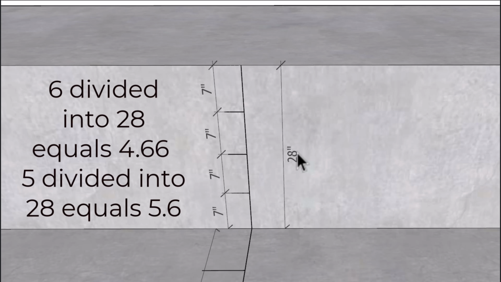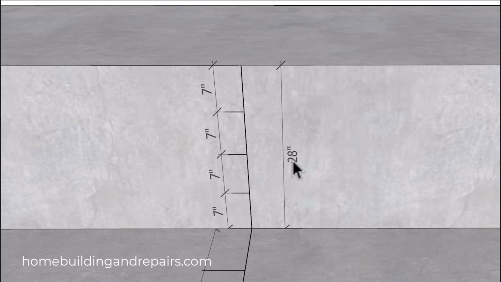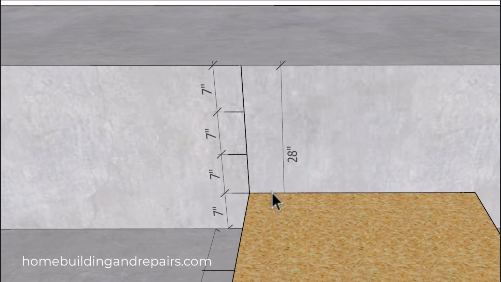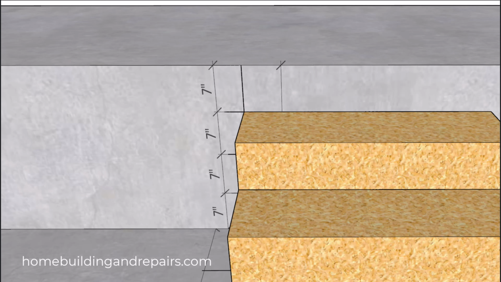So for example, if I took 6 inches and divided it into 28, or 5 inches and divided it into 28, that will provide me with the individual riser heights for that amount of risers. And of course, if I divided 7 into 28, I'm going to get 4 individual risers at 7 inches each, which is what we're going to be dealing with here. So each one of our boxes is going to be 7 inches tall.